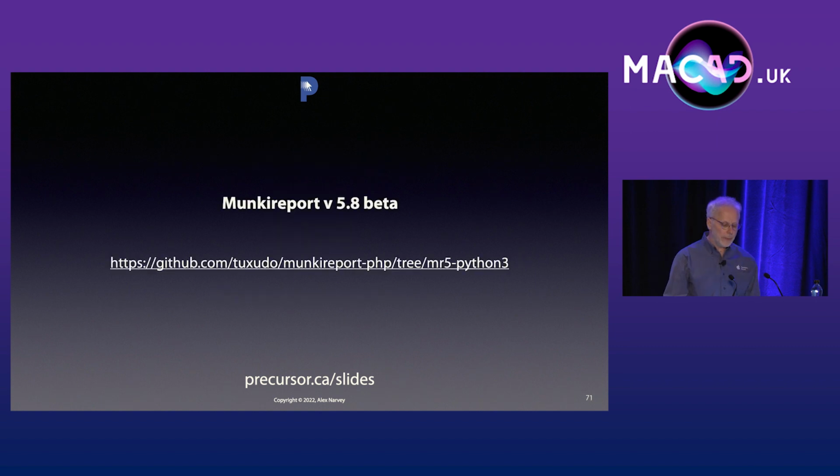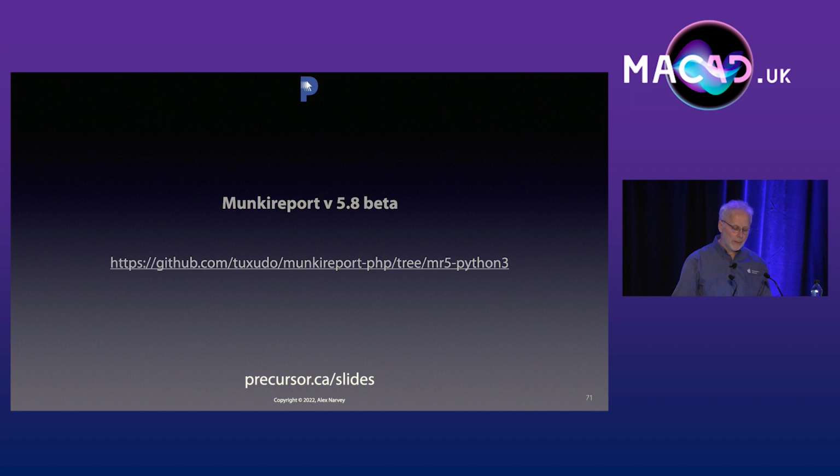The current version of MunkiReport at the time of this writing was 5.7.1, but there is a MunkiReport 5.8 beta available with support for PHP 8 and Python 3. The beta has not yet made it to the main MunkiReport repo on GitHub. If you want to pick it up, you can find it at Tuxudo's GitHub repo under the MR5 Python 3 branch.